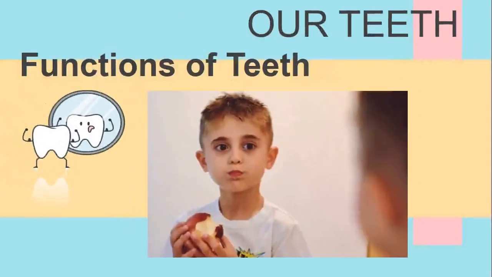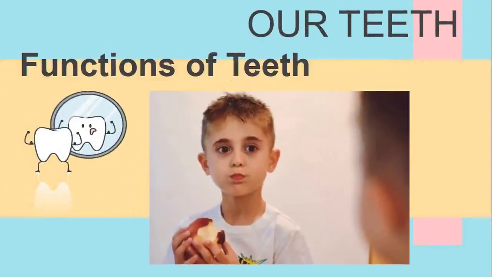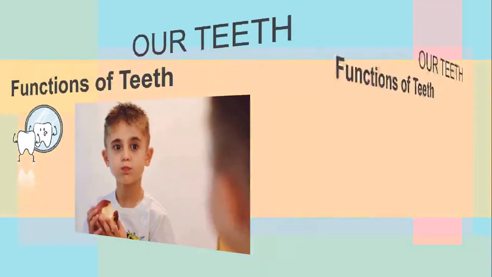Now take the mirror, carefully observe which teeth are being used to eat the apple. Similarly, eat the carrot and observe which teeth are being used to eat the carrot. Put the video in pause, eat a slice of apple and the carrot. Observe which teeth are used to eat the food and write it down in your notebook. I hope you have completed your activity.